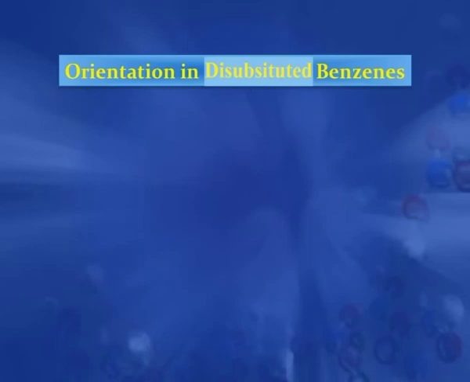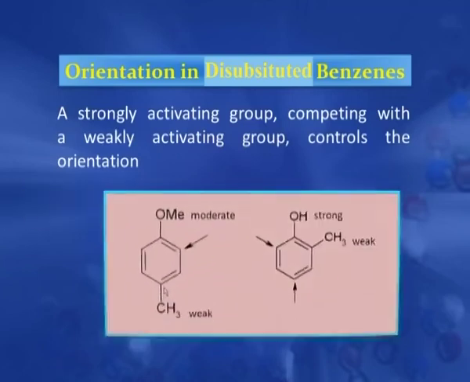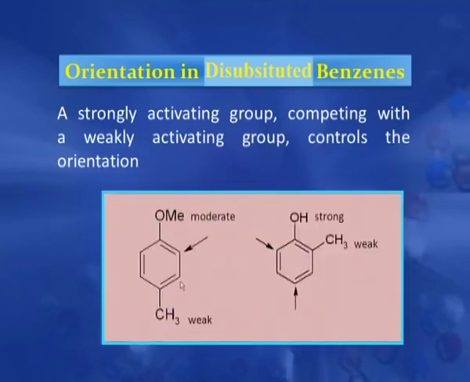Now, third case, when a strongly activating group competes with a weakly activating group, then the strong group controls the orientation. For example, we have this methoxy group and methyl group, where methoxy is moderately activating and methyl is weakly activating. So, incoming group orientation will be governed by this methoxy group, so the incoming group will come ortho and para to this methoxy. Para position is already blocked. So, the incoming group will come ortho to this methoxy group.